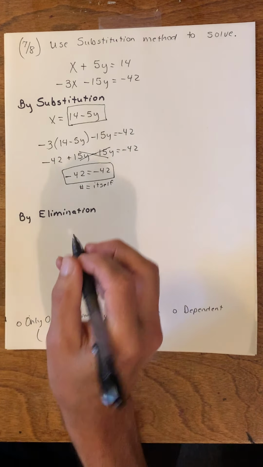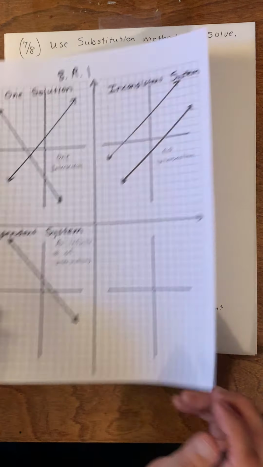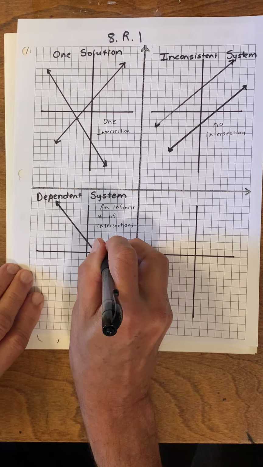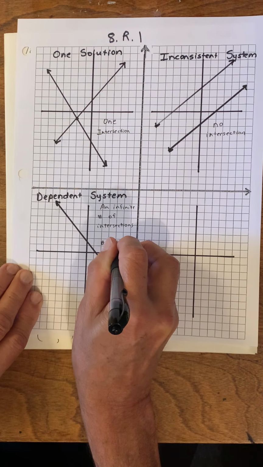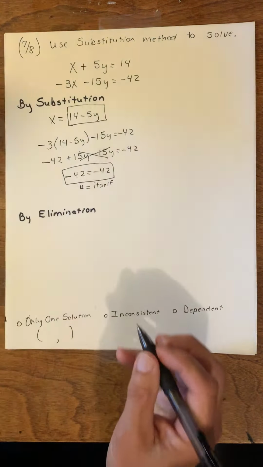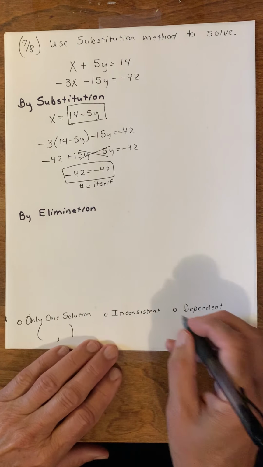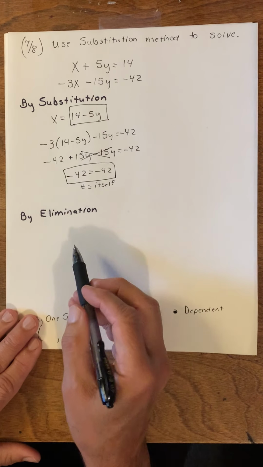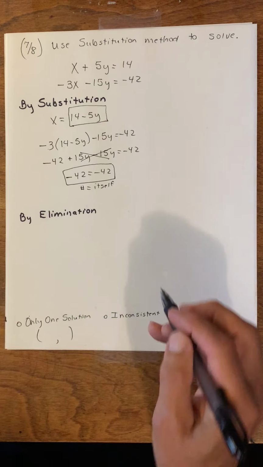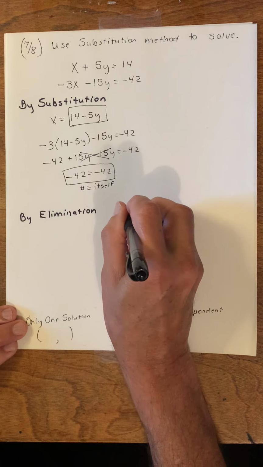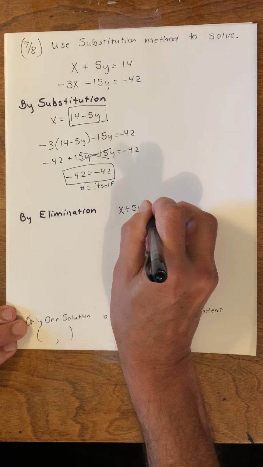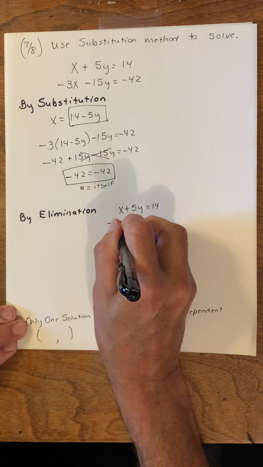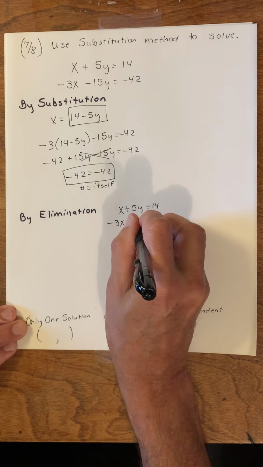You remember what that's the example of? That's an example of a dependent system, when I have a number equals itself. So I'm going to choose dependent system. Well, let's use elimination and see if we get the same thing. Remember, you are free to use either method at any time.